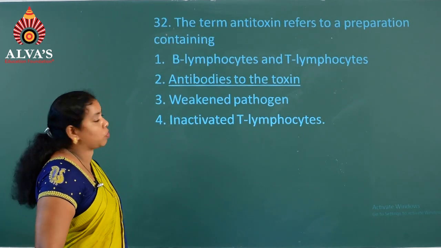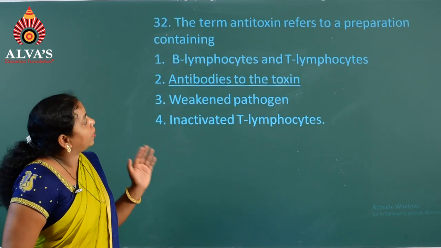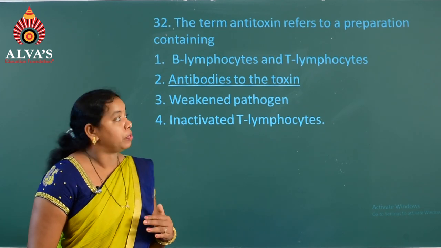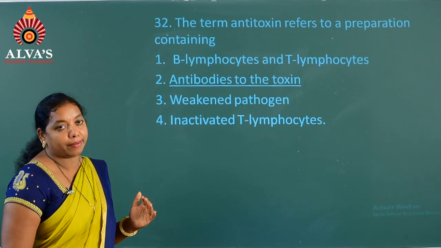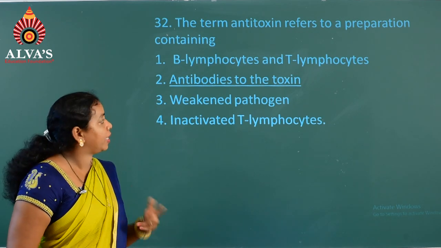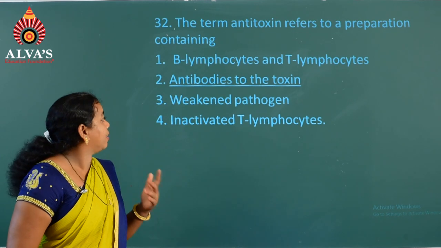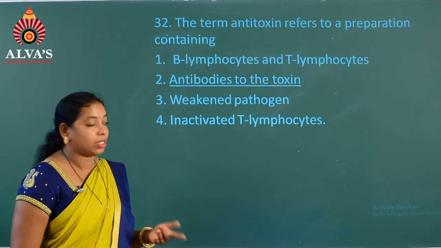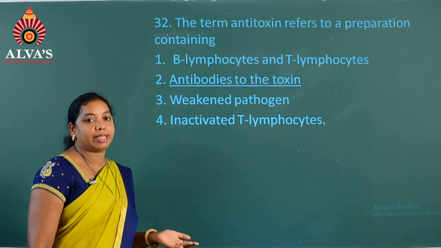The next question is question number 32. The term antitoxin refers to the preparation containing: first option, B-lymphocytes and T-lymphocytes; second one, antibodies to the toxin; third one, weakened pathogen; fourth one, inactivated T-lymphocyte.